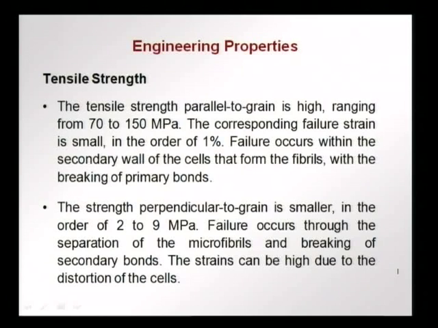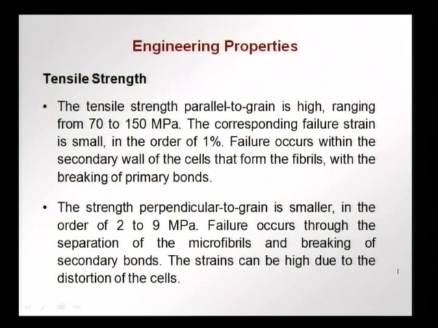With regard to the strength, first looking at the tensile strength of wood parallel to grain, that is along the direction of the fibers, is generally high. It ranges from 70 to 150 megapascal. The failure strain, that is when the tensile strength is reached, is generally very small in the direction parallel to the grain, in the order of about 1%. That is, the failure strain is about 1% in tension when the load is applied parallel to the grain. The failure occurs within the secondary walls of the cells. Remember, we had talked about the primary and the secondary walls of the cells. The fibrils break, and this rupture occurs with the breaking of the primary bonds, that is the covalent bonds that comprise the polymers which make up the walls of the cells.